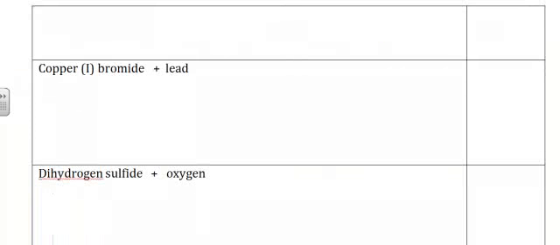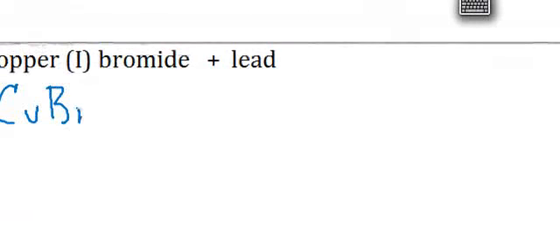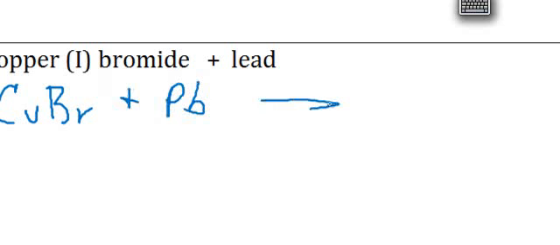Alright, I have a copper 1 bromide and lead. So I have a single element there, so that's going to be a single replacement. Copper 1 bromide is CuBr. Copper is +1 is what this tells me. Bromine's a -1 plus lead. Okay, now I'm going to look at that electromotive series and see whether or not the lead is more reactive than the copper. So lead is higher on the list than copper, and I'm going to assume I make the ion that's on the sheet, which is a +2.